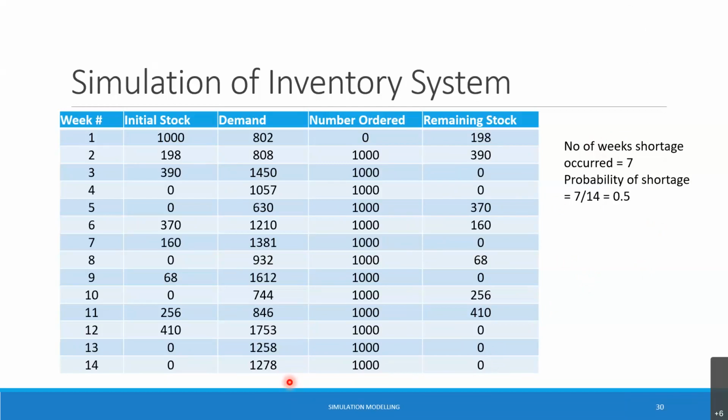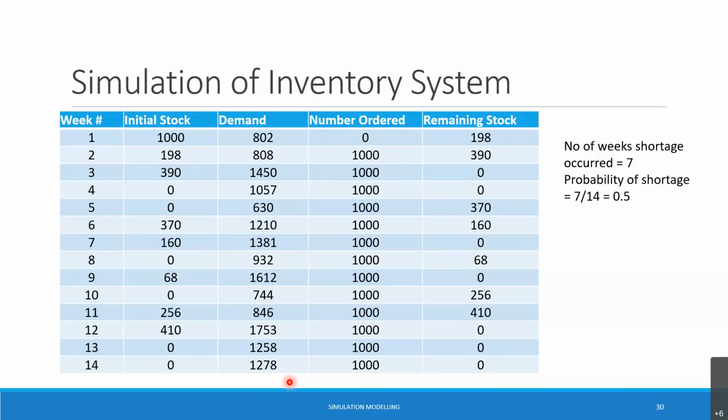I'm just taking only that part from the Excel sheet where I've solved it, to explain only that part. I'm only interested in the probability of a shortage. And what I find here is that the probability of shortage is 0.5.